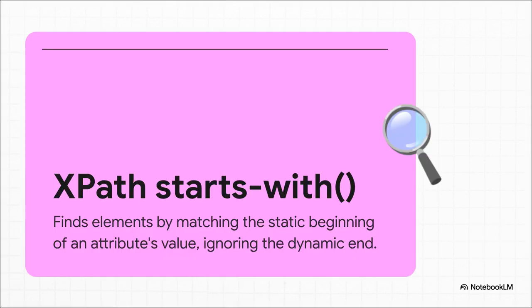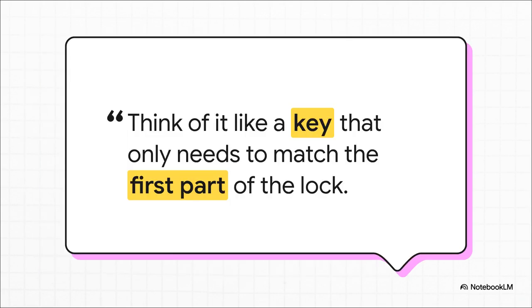But what if we could just tell our script to only look at the part that doesn't change? Well, that is precisely what the XPath starts-with function is for. It is an absolute lifesaver. It lets you find elements by matching just that predictable static beginning of a value, and it just ignores the rest. Here's an easy way to think about it. Imagine a lock where the combination changes every single day, but the first few numbers are always the same. The starts-with function is like a special key that only needs that static first part to open the lock. It doesn't care about the random numbers that come after.